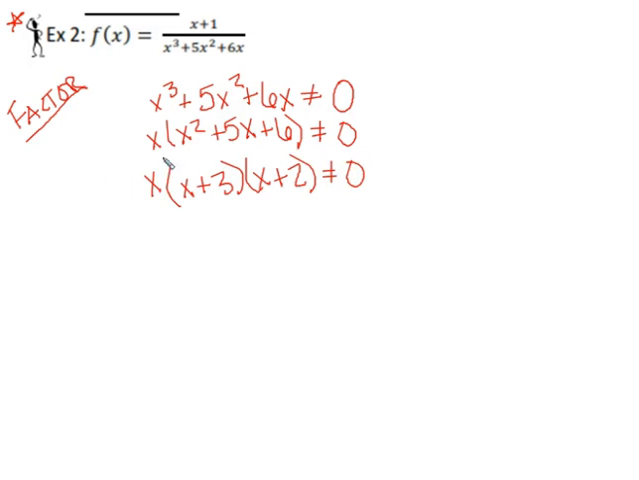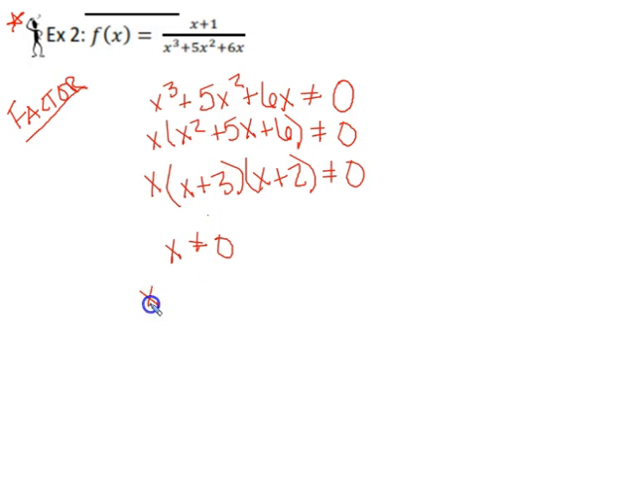So now that we have three pieces here, we have the x out front, we have this x plus 3 quantity, and this x plus 2 quantity, we can figure out which values for x are not going to work. So either our first part does not equal 0, according to our equation here, it does not equal 0.